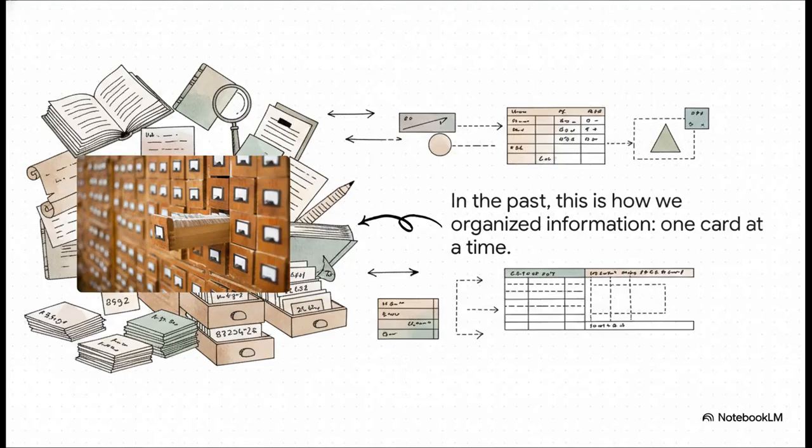Okay, so let's rewind for a second. For a really long time, this was the peak of information tech, the good old card catalog. And for its time, it was brilliant. You could find any book you wanted, by title, author, subject, you name it. Each little card was a pointer to a physical spot on a shelf. Super structured, super organized, but, and this is a big but, it was also incredibly slow. And, well, it was all physical.